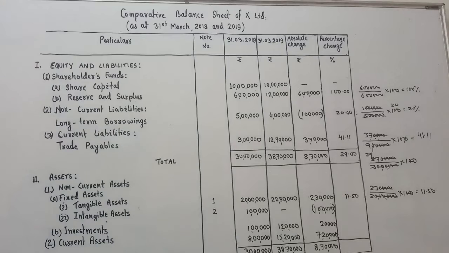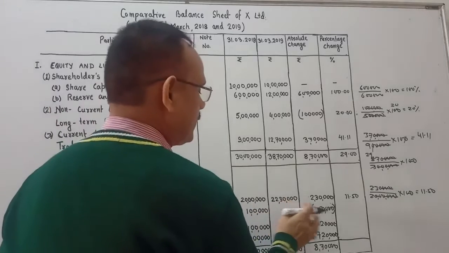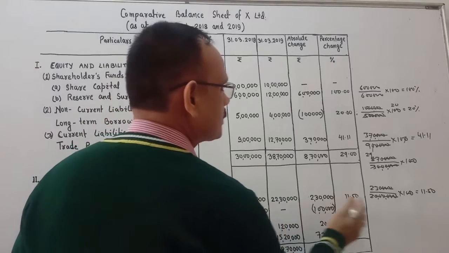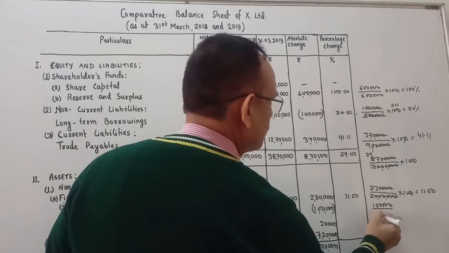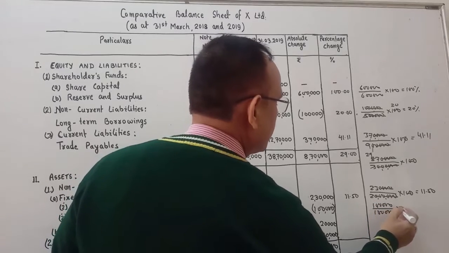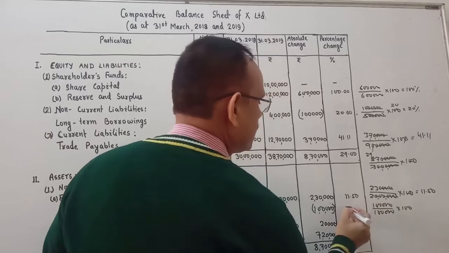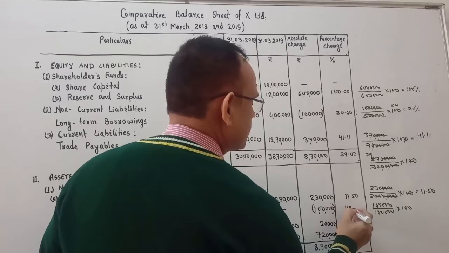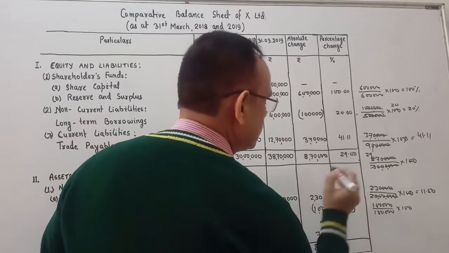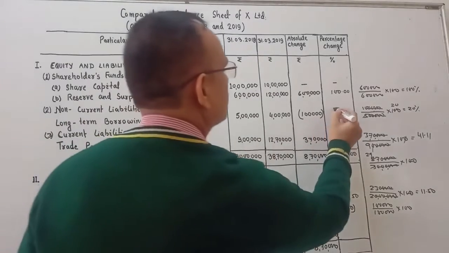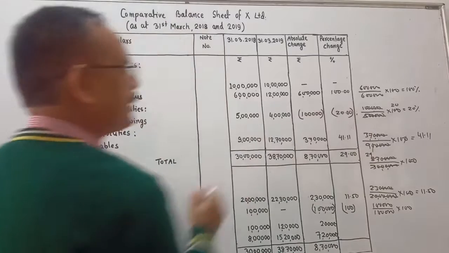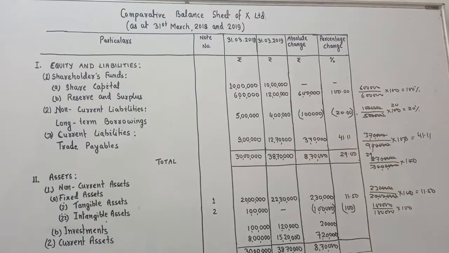Now here the figure is 1 lakh and the absolute change is nothing. There is no figure over here. The change in percentage is minus 1 lakh upon the previous year figure of 1 lakh, into 100. So it is 100%, but it is minus. A minus change indicates the decrease.